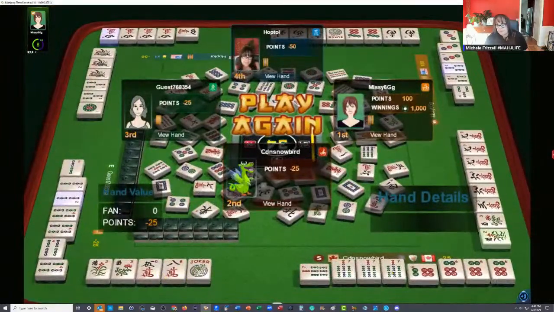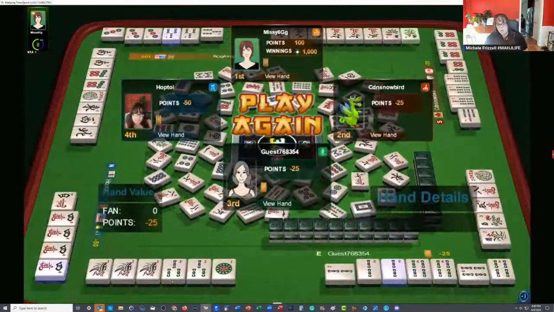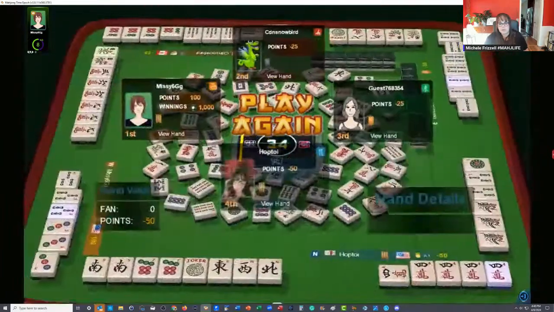Okay, now here, 5, 6, 7 mixed suit Kongs. This was the player I was concerned about. Over here, 1, 2, 3, 4. They have their threes, but they needed a joker. All right, let's play again.